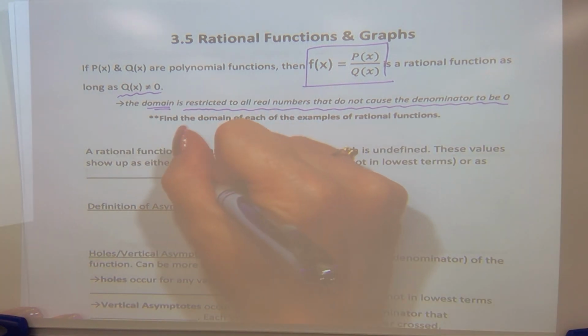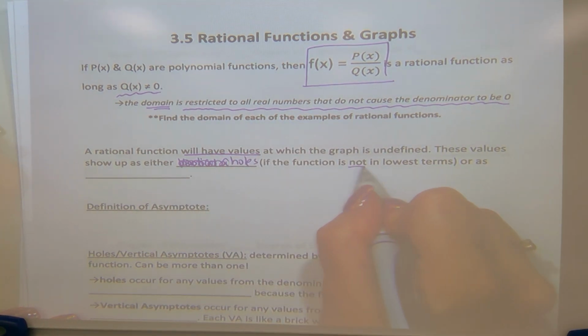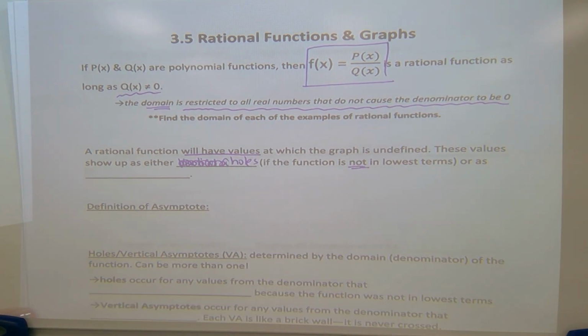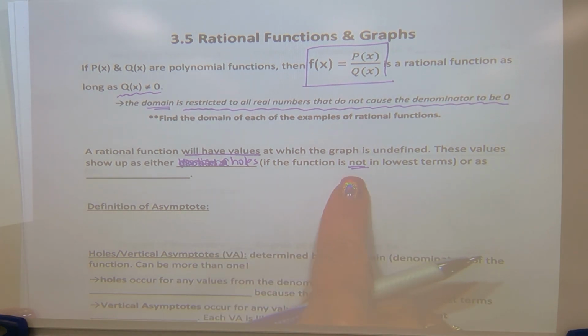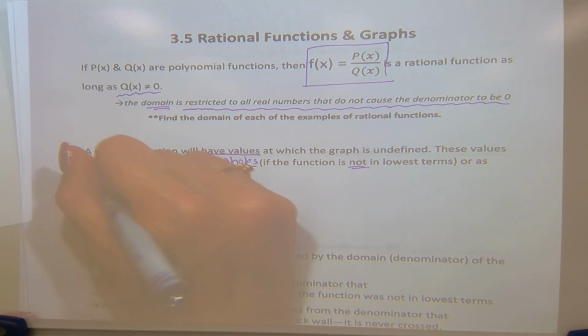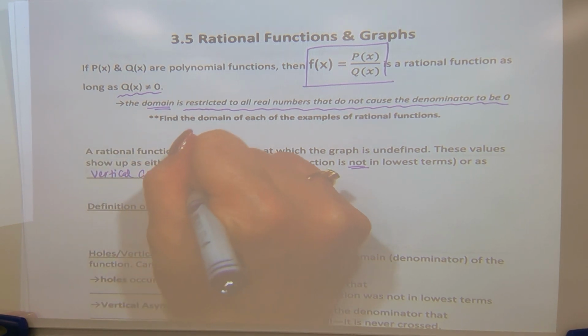Oh, I'm sorry. I should have read ahead. Holes. They're going to show up as holes if the function is not in lowest terms. That's why my blank was so small. So you're going to have a hole in the graph if the function is not in lowest terms, or as vertical asymptotes where the function is in lowest terms.